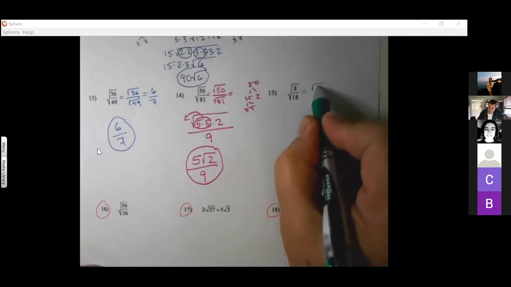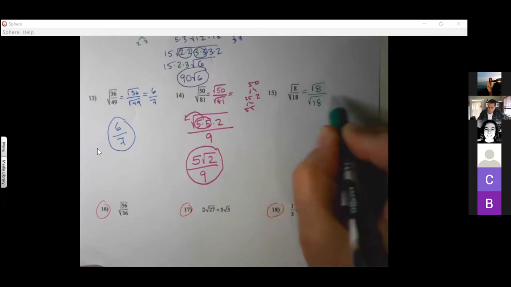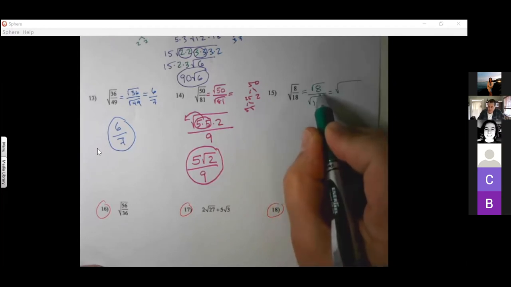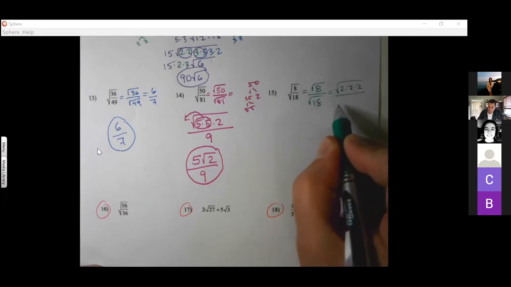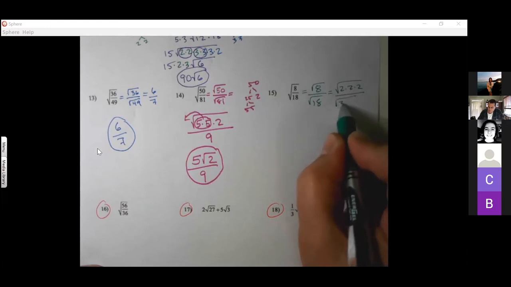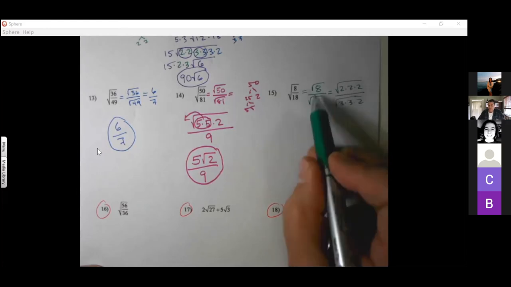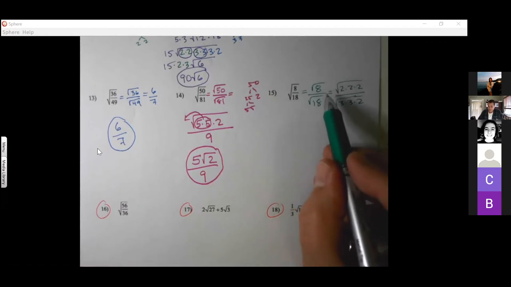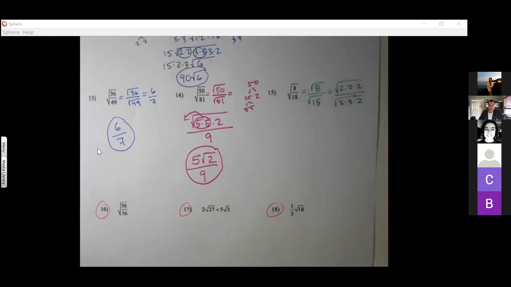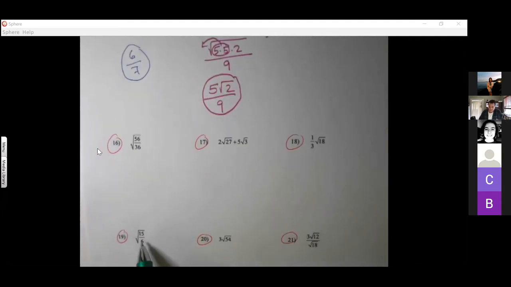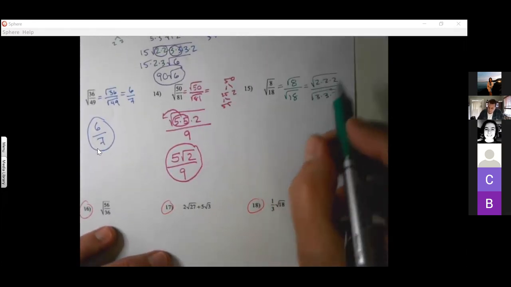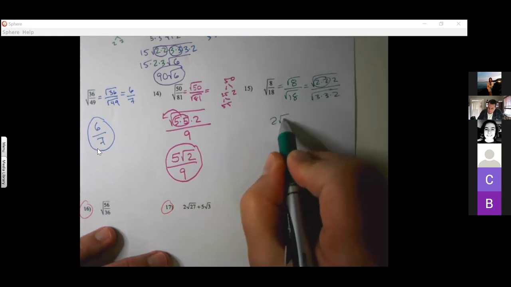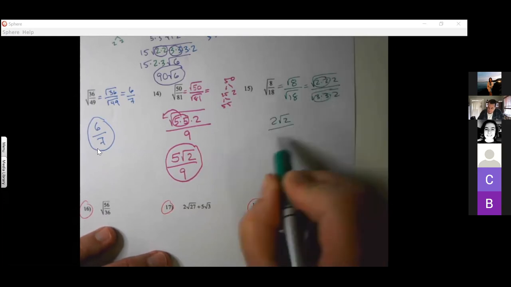Number 15 is the same style with a little twist. So I can express root 8 as 2 times 2 times 2 under the radical sign. And I can express root 18 as root 3 times 3 times 2. And could I have chosen to multiply the top and the bottom by root 18? Yes, I could have. And in fact, you'll need to do that for number 19 down here. This is the one where you're going to multiply by root 6 over root 6. But I can also do it this way. And I see that on the top, I get 2 root 2. And on the bottom, I get 3 root 2.